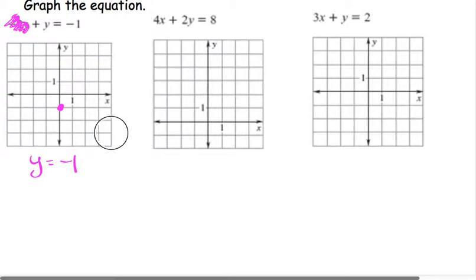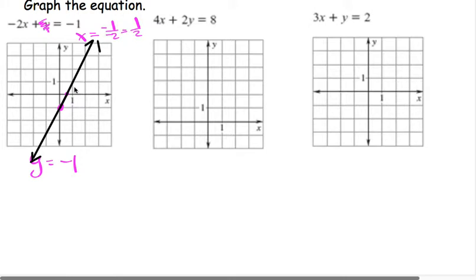Then if I uncover my x, cover my y, I'm looking at negative 2x equals negative 1. If I divide by negative 2, I see that x would be negative 1 divided by negative 2, which is 1/2. So on the x, I could go to 1/2. And then I could use a ruler to try to make this as accurate a line as possible, but this could be a line because it just takes 2 points to make a line. Those are 2 points, and that would be the line.